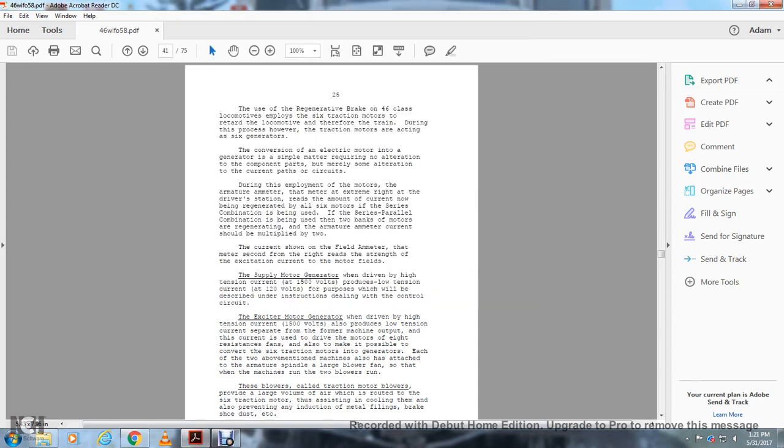Alright, I believe we're on the supply motor generator. When driven by the high tension current of 1500 volts, it produces low tension current at 120 volts. Its purpose will be described under the instruction dealing with the control circuit.